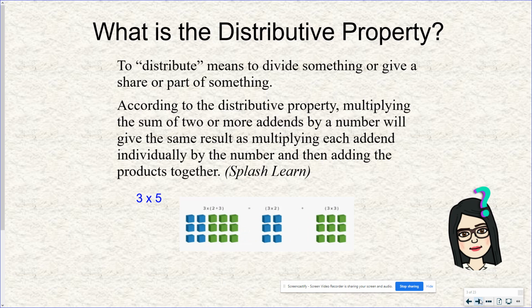What is the distributive property? To distribute means to divide something or give a share or part of something. According to the distributive property, multiplying the sum of two or more addends by a number will give the same result as multiplying each addend individually by the number and then adding the products together.